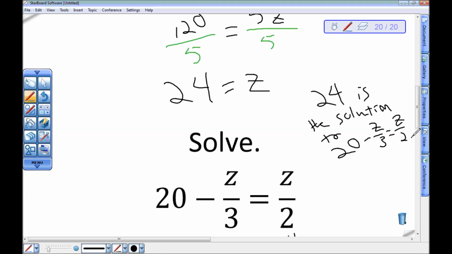There I go. There are the steps written out and used to solve a linear equation in one variable.